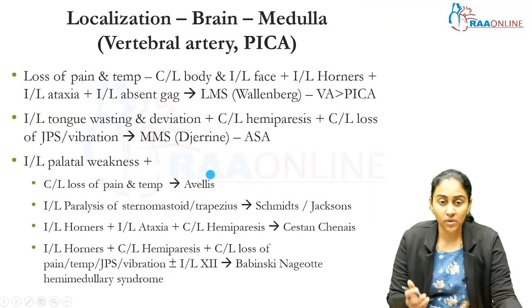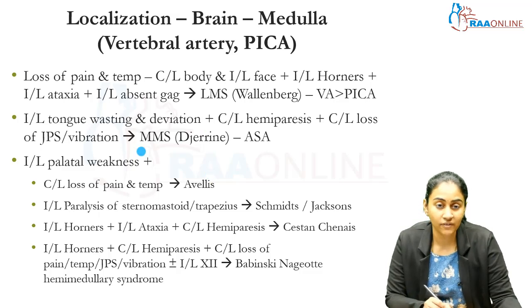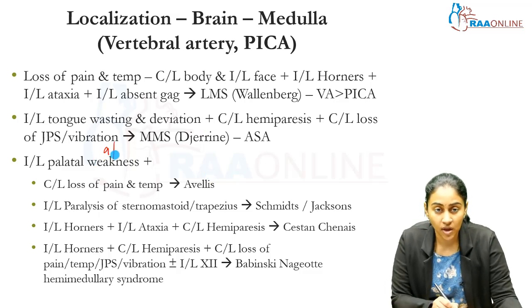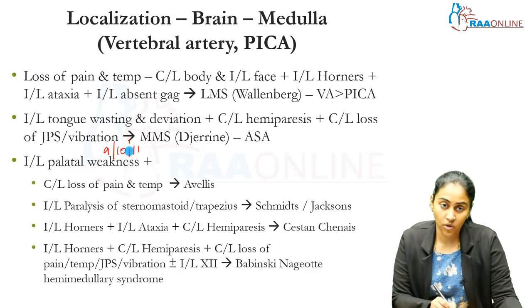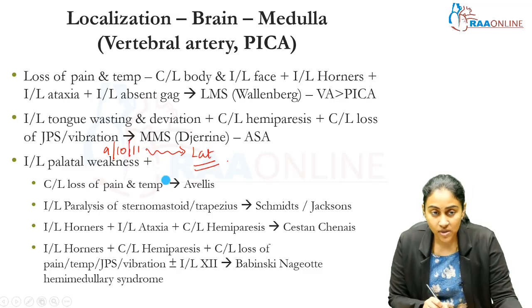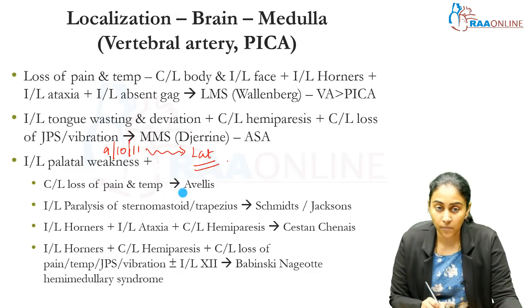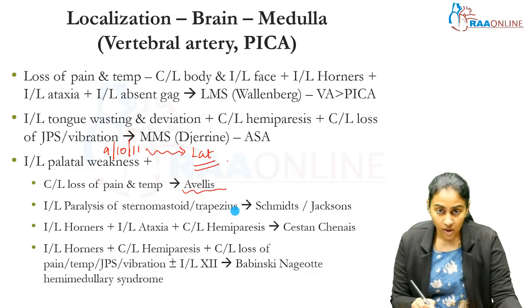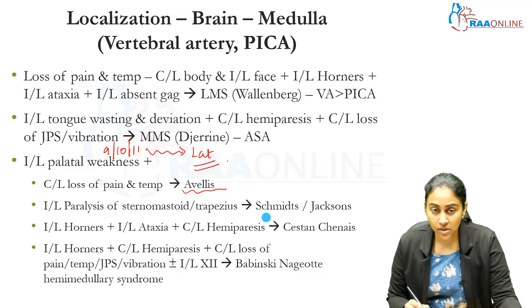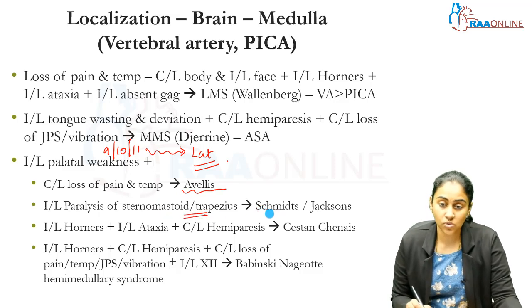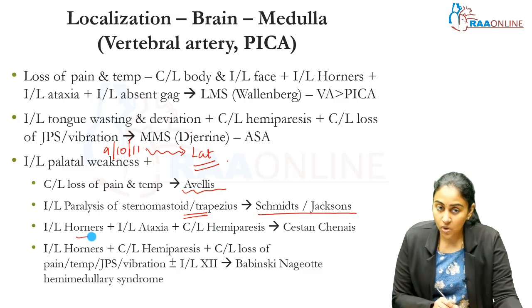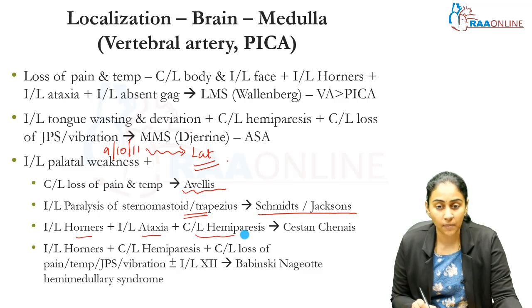Whenever you have ipsilateral palatal weakness, that means your 9, 10 and 11 are involved. So you are already talking about a lateral medullary syndrome, right? Along with this, whenever there is contralateral loss of pain and temperature, that is referred to as Avellis syndrome. Along with it, if there is ipsilateral paralysis of sternomastoid and trapezius, telling you that there is significant 11th nerve involvement, it is going to be Schmidt's or Jackson syndrome. Ipsilateral palatal weakness with ipsilateral Horner's, ipsilateral ataxia, contralateral hemiparesis. This is going to be your Cestan-Chenais syndrome.